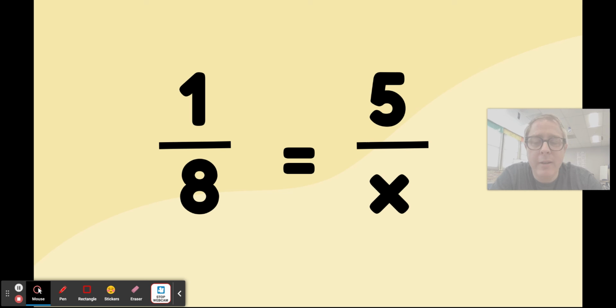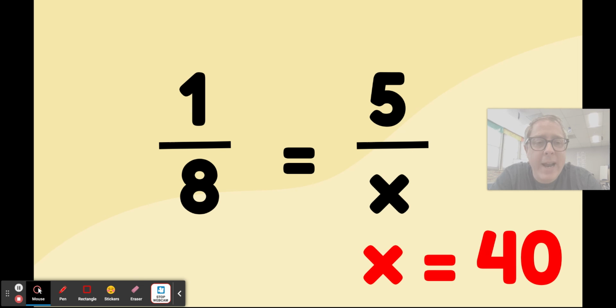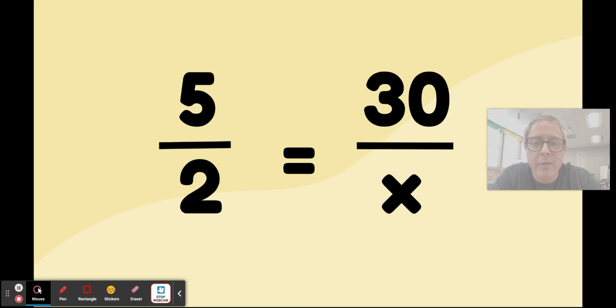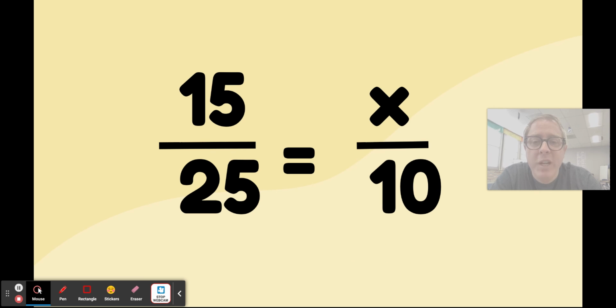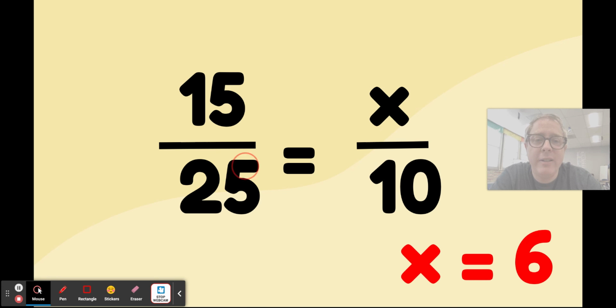Good. All right, here's another one. Go. Hopefully you got x equals 40. Let's try another one. 5 to 2 equals 30 to x. Use any method you want. x equals 12. We have another one. 15 to 25 equals x to 10. Use your method. Go. x equals 6.